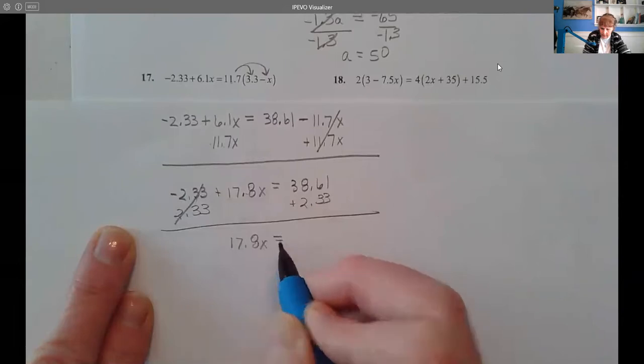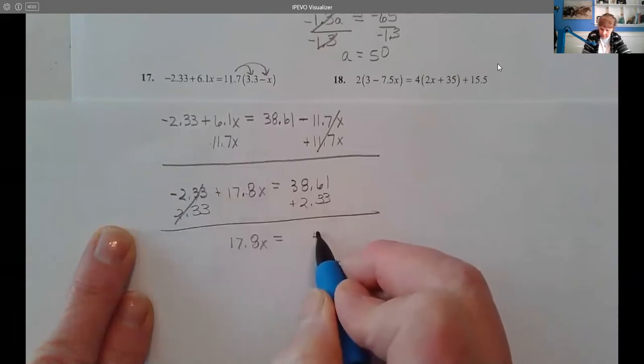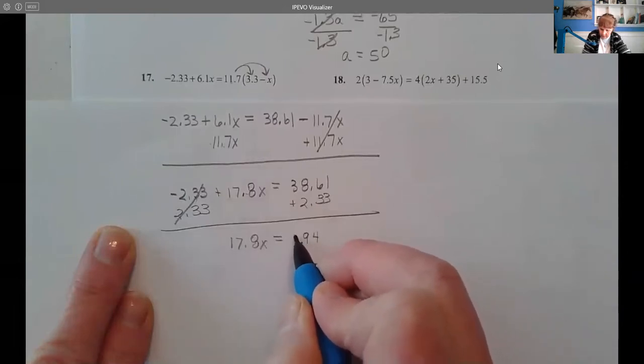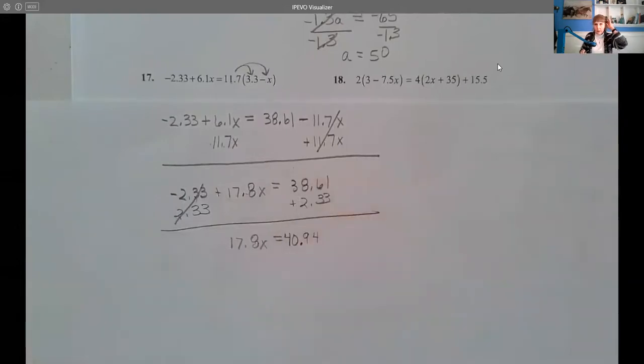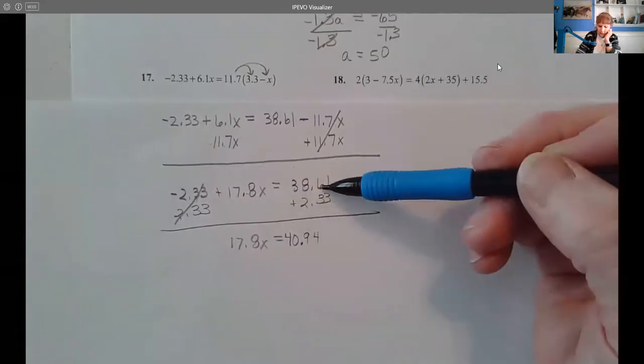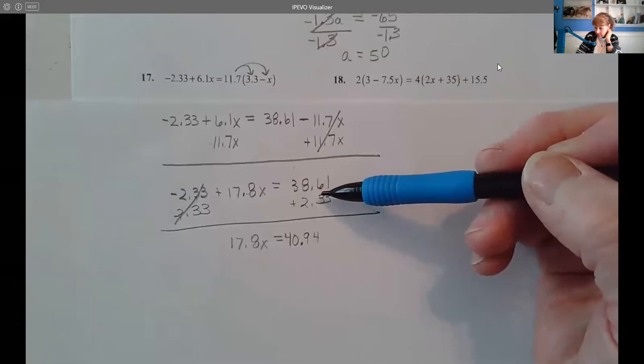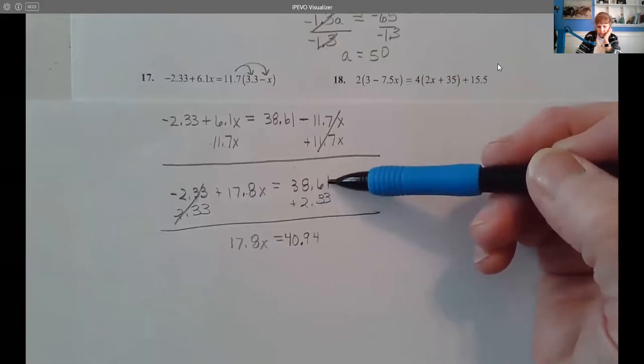17.8x. Here we're going to end up with 49, carry the 1, 4. 40, notice I lined up the decimals, and because you have to add some common denominators. Those are tenths and those are hundredths.